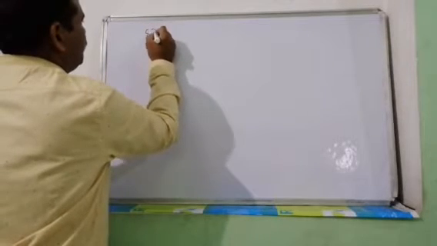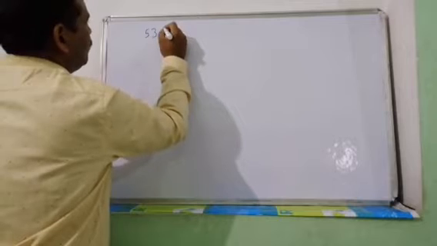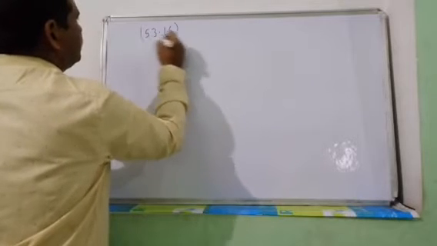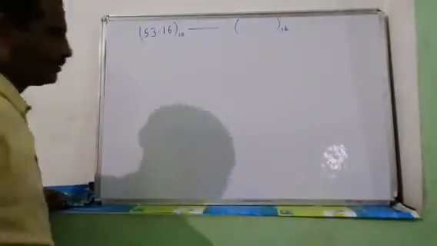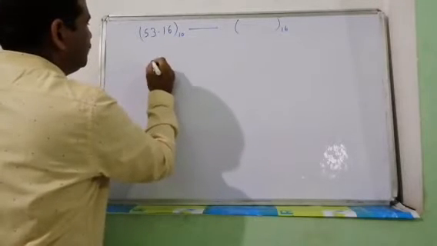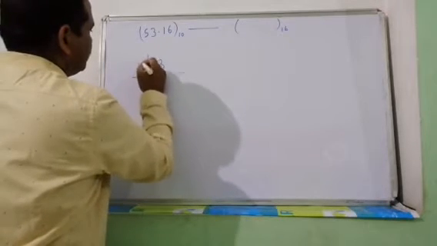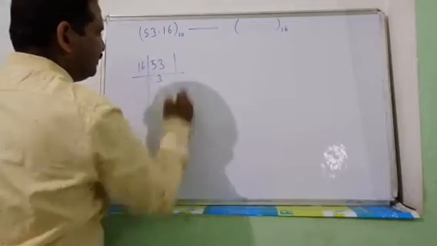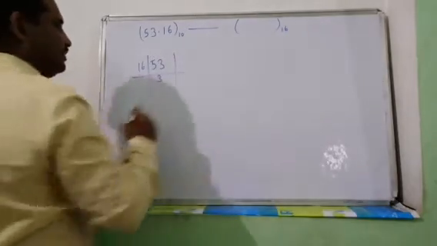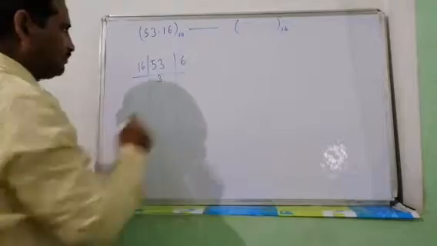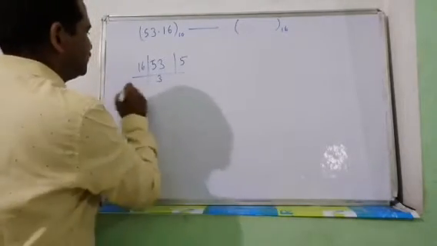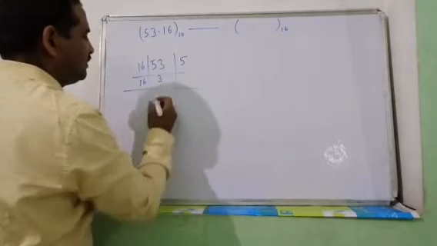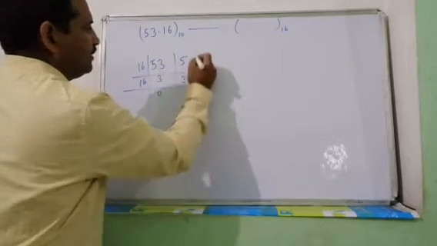Suppose 53.16 decimal to hexa. First the integer part, 53. 53 divided by 16, 3 will be the quotient, 5 will be left, then again 16, 0, 3.